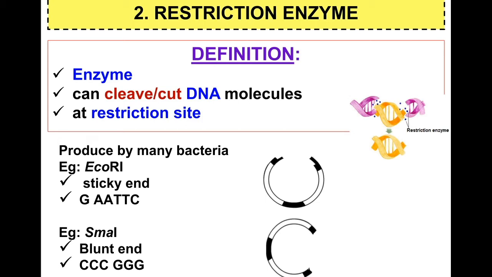EcoR1 recognizes the sequence of GAATTC, and it will cut the sequence within the G and A to produce the sticky end. The second example of restriction enzyme is SMA1. SMA1 recognizes the sequence of CCCGGG, and it will cut the sequence within the C and G to produce the blunt end.